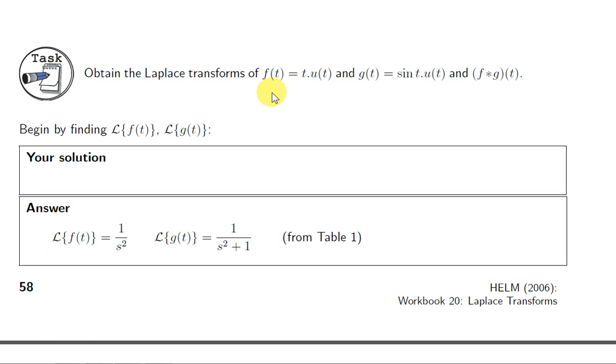Now we're going to see convolution in action for getting inverse Laplace transforms by considering this example. F of t equals t, g of t equals sine of t. We're going to get the Laplace transform of both of these functions. We've already got the convolution of these two functions.